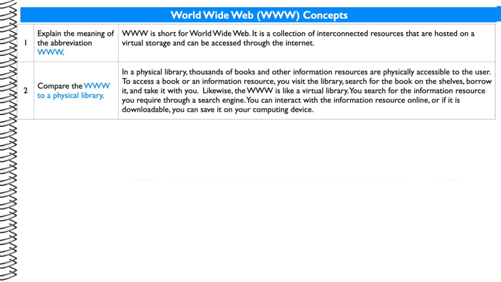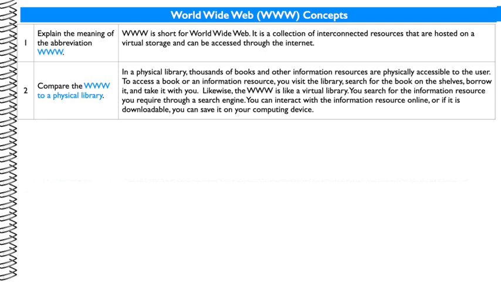In a physical library, thousands of books and other information resources are physically accessible to the user. To access a book or an information resource, you visit the library, search for the book on the shelves, borrow it, and take it with you.